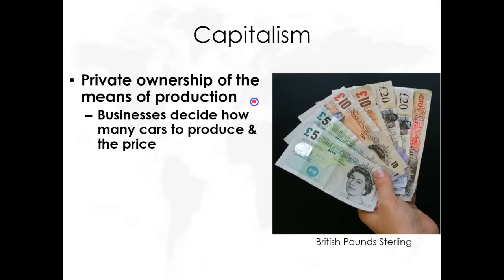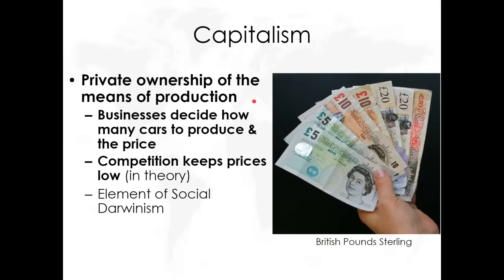So capitalism, that's where it gets a little complicated. If you want an actual definition of capitalism, it's this: private ownership of the means of production. Basically, regular people can own factories, they can own businesses, and they can decide for themselves what to charge.